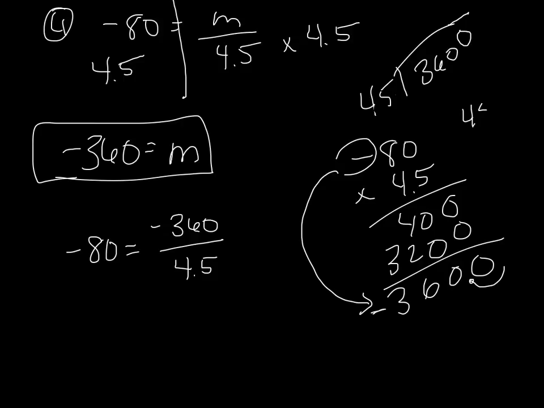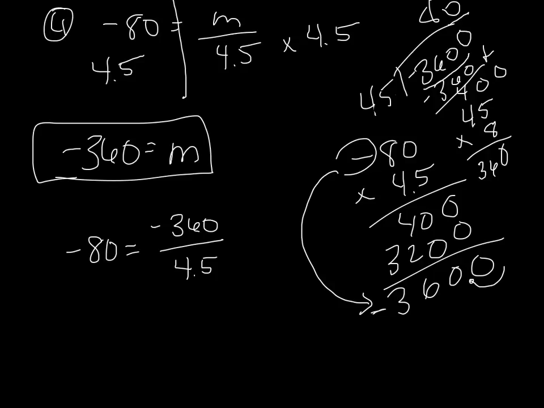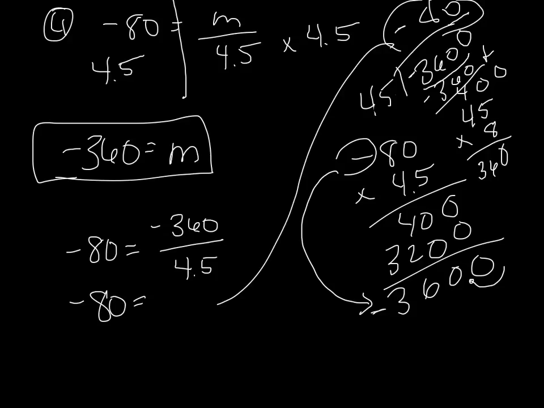I'm going to guess that 45 times 8 is going to get me to that 360 number. So 5 times 8 is 40. 32 plus 4 more is 36. Yes, it is. Minus 360, left with 0. Bring down my 0. And this is a negative. So now my answer, I get negative 80 equals negative 80. Checks out.